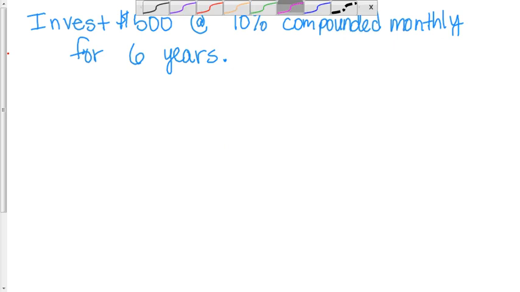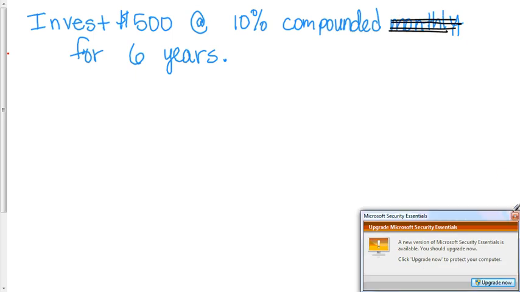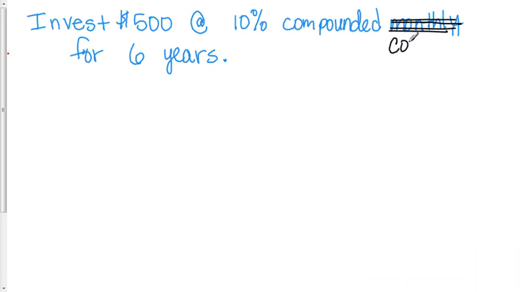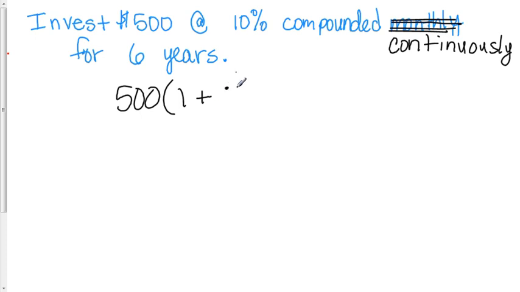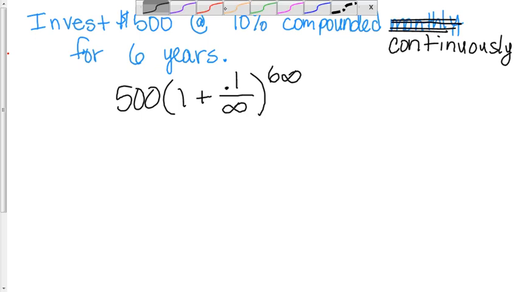Which then leads us to this again, except we're going to take out the monthly, and we're going to say it's compounded continuously. If that is the case, your equation would be 500 times 1 plus 0.1 over infinity, because it's compounded all the time, to the 6 times infinity. Well, that you can't put in your calculator.